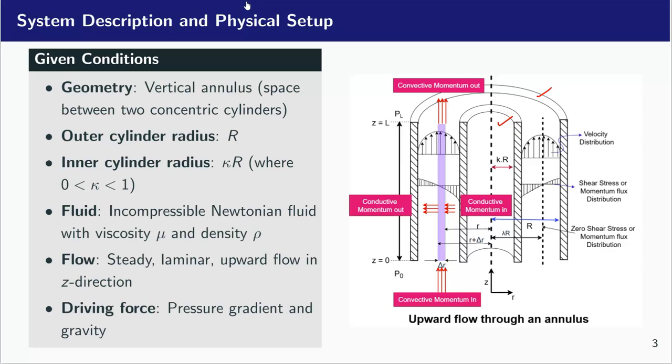You can see that this is the central line, and the radius of the big cylinder is capital R. The inner cylinder radius is kappa R, where kappa is between 0 and 1. The fluid is an incompressible Newtonian fluid with viscosity mu and density rho. The flow is steady, laminar, and upward in the z direction, this direction. The driving forces here are the pressure gradient and gravity.